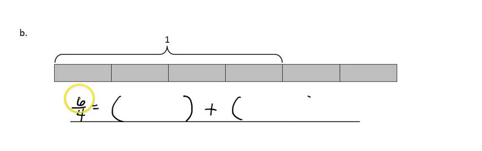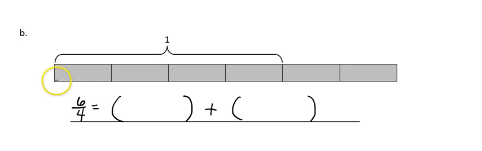In my next problem, I can look at my 1 whole and see that it has been broken into 4 sections, so each unit is a 1/4. Altogether, I have 6/4. Again, I'm going to show that I'm going to add 2 products to get a total of 6/4. Lots of different ways we can do this.